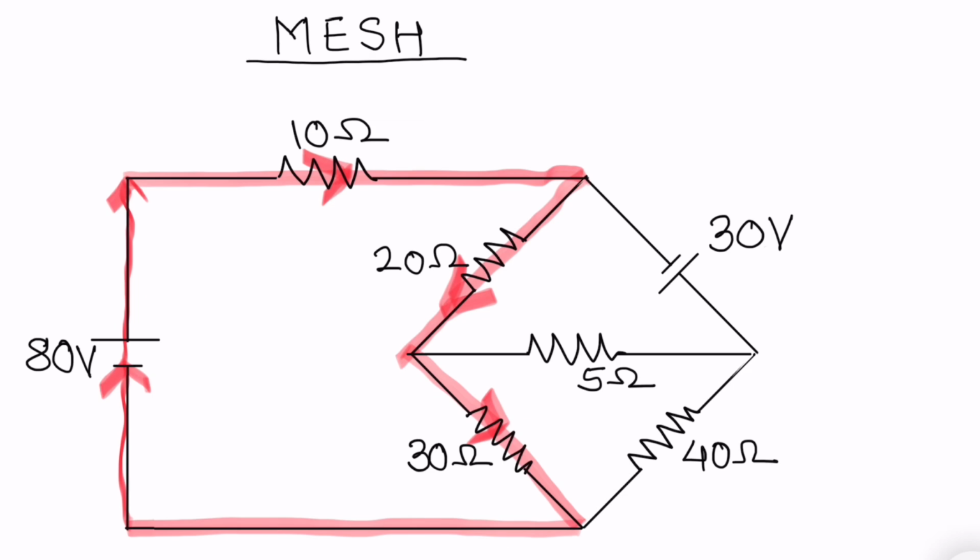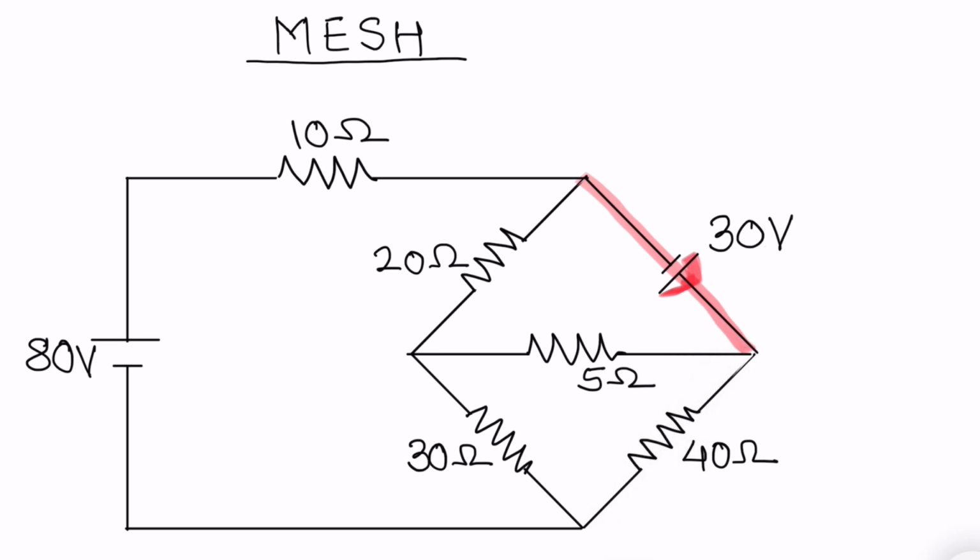Let us see mesh 2: 30 volt, 5 ohms, 20 ohms will form mesh 2, and current through this can be represented by I2. Let us see mesh number 3: 5 ohms, 40 ohms, 30 ohms will form mesh 3, and current through this will be represented as I3.